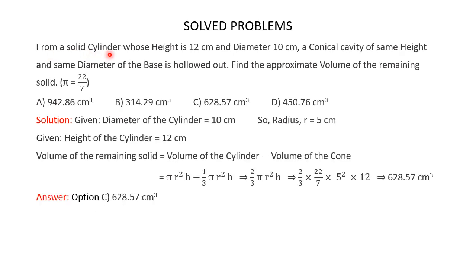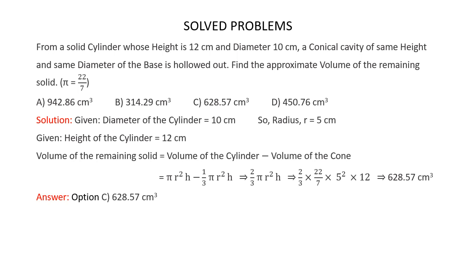From a solid cylinder whose height is 12 centimeters and diameter 10 centimeters, a conical cavity of same height and same diameter of the base is hollowed out. Find the approximate volume of the remaining solid. Take pi is equal to 22 by 7. Here you are given 4 options and you have to find out which of these options is the correct one.